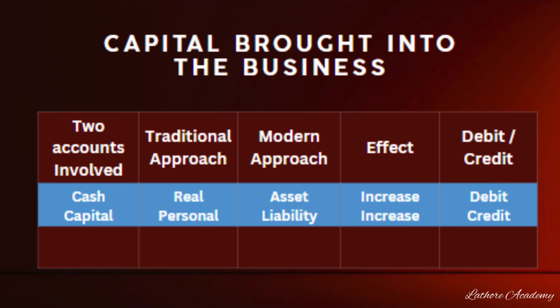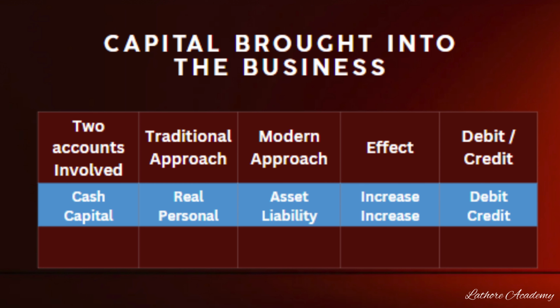So for the business, the capital is a liability. So when the liability increases, it has to be credited. Whereas business is getting cash in the form of capital. So cash is an asset increasing, you have to debit. So this is how you should apply the debit credit rule.